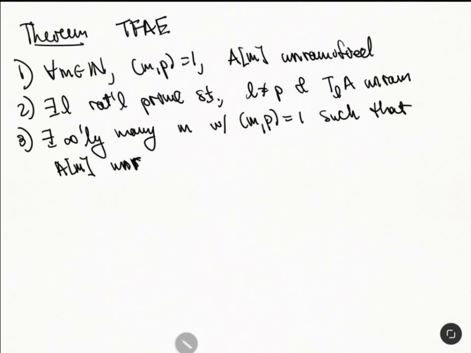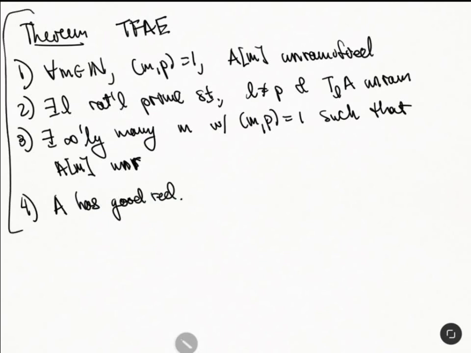So there are three progressive versions of what it means to be unramified. The first is at all m. The second is for the l powers, which turns out to be the same thing as all l powers, and the third is just saying that there are infinitely many. The fourth condition is that A has good reduction. And I guess the measure of how much ramification there is will tell you how bad the reduction is at a given prime. All right, so these are the ideas.